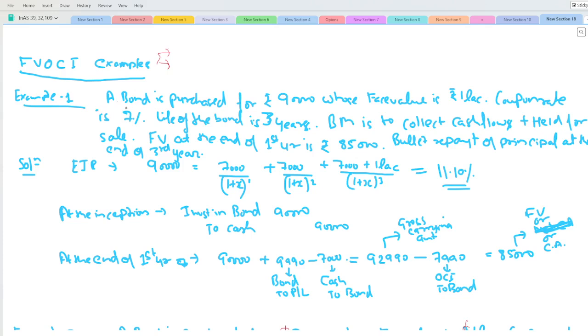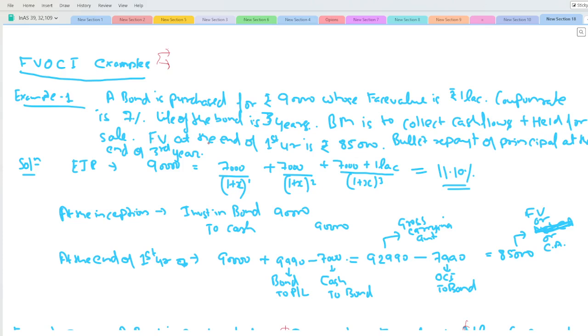Okay. So example one: a bond is purchased for rupees 90,000 whose face value is 1 lakh. The coupon rate is 7% and the life of the bond is 3 years. Here the business model test is to collect the cash flow plus held for sale, and the SPPI is of the interest and the principal. So that's why this bond will be classified under FVOCI, fair value through other comprehensive income.